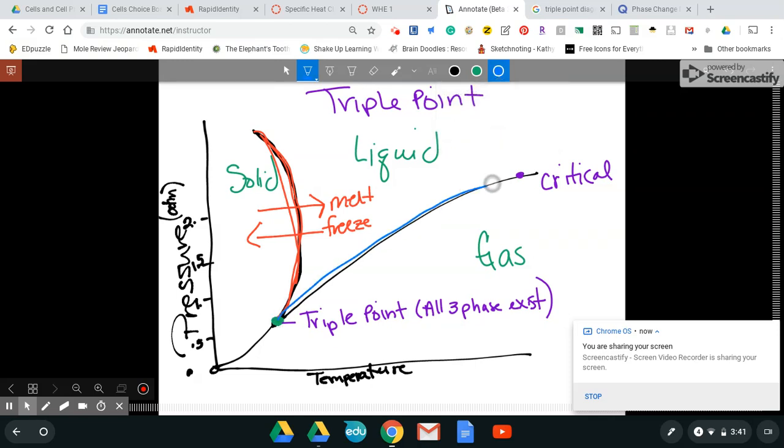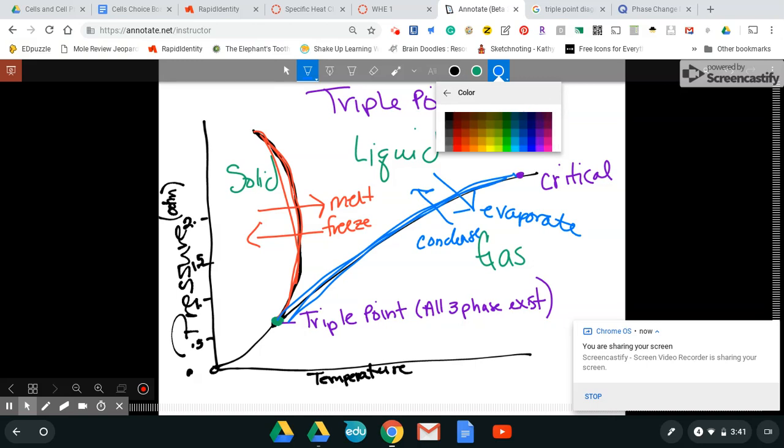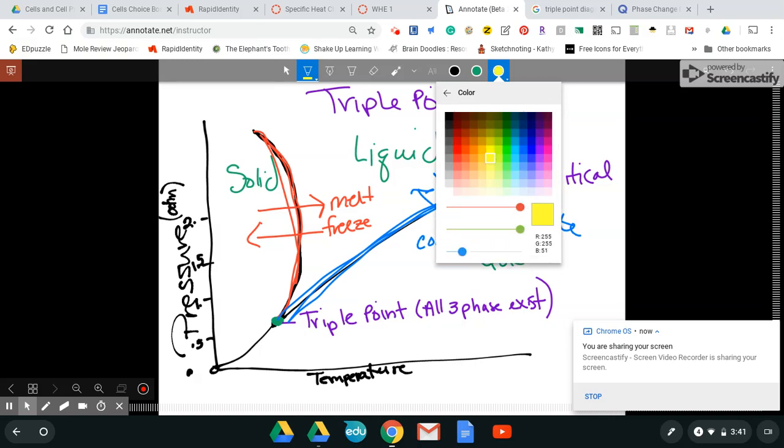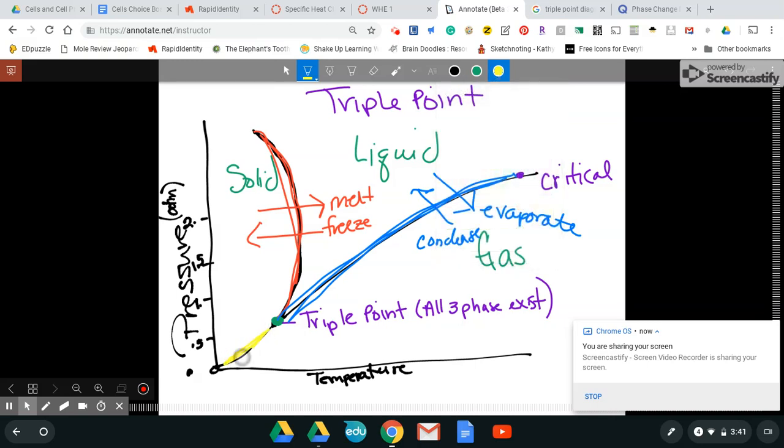This right here is the equilibrium line between the liquid and gas phase. So if I go this way, I'm going to evaporate. If I go this way, I'm going to condense. Well, you've also got to realize that there's this right here down here.